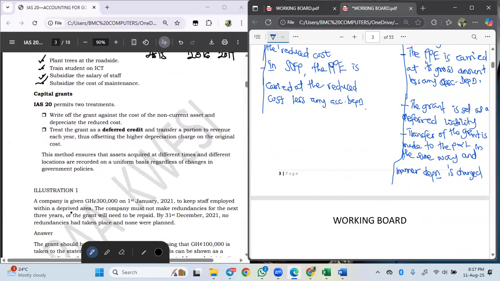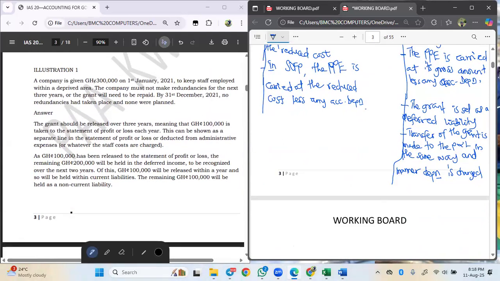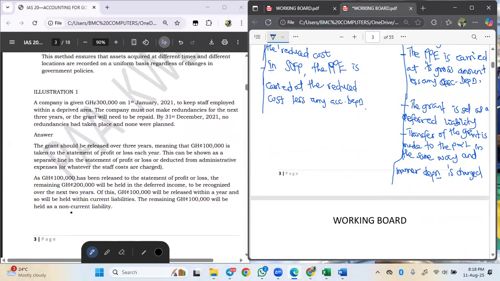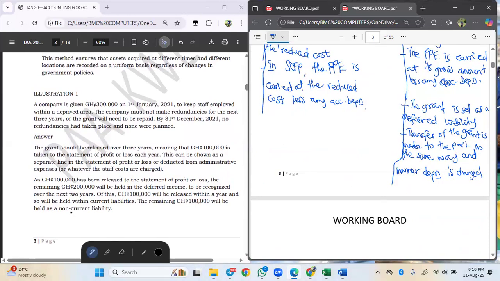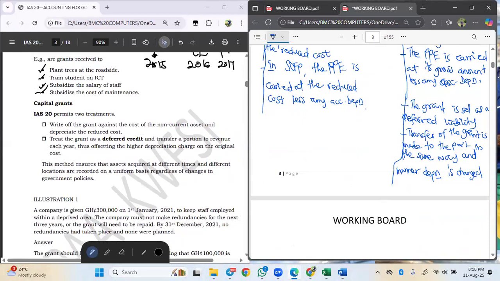Okay, so please, let's start with the illustration here. So please read the first one for me. I think that one has the answer, but let's discuss it. So please read the illustration one.